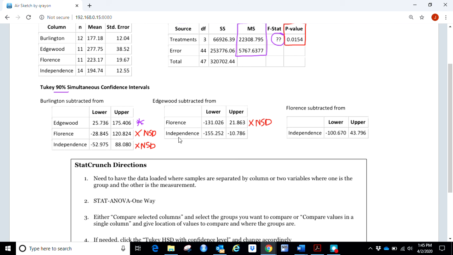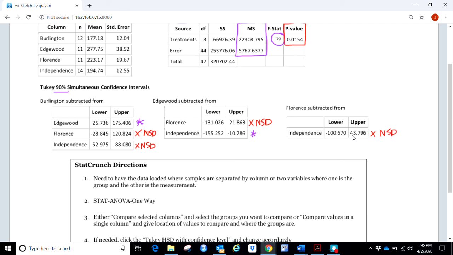Looking at our next one here, we go from a negative 155 to a negative 10. This one, since both of them are negative, does not include 0, so it is going to be one that I want to look at. And finally, our last interval from a negative 100 to positive 43. That one, since it's negative to positive, includes 0, so there's no significant difference.